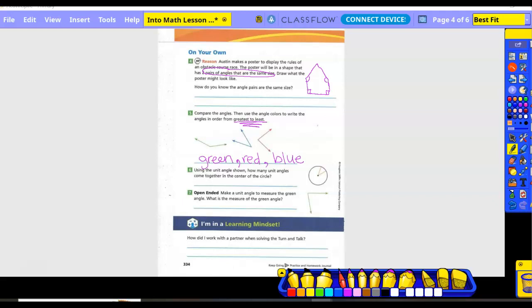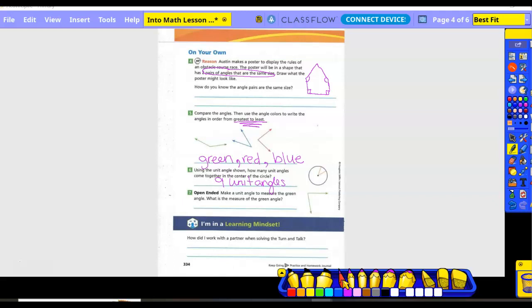Using the unit angles shown below, how many unit angles come together in the center of the circle? So you're going to use your little piece of paper and you're going to trace that corner, or that angle, and see how many times it completely fills up the circle. Okay, so after using a little piece of paper, we found that we can get 9 unit angles of that size to fit around the whole entire circle.